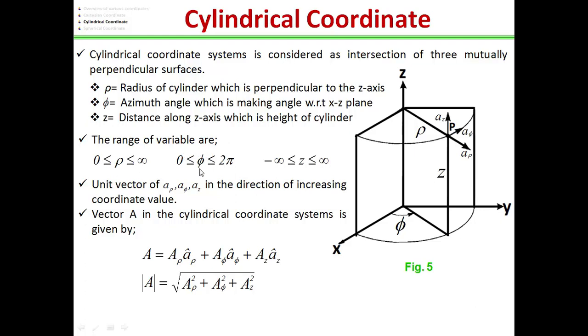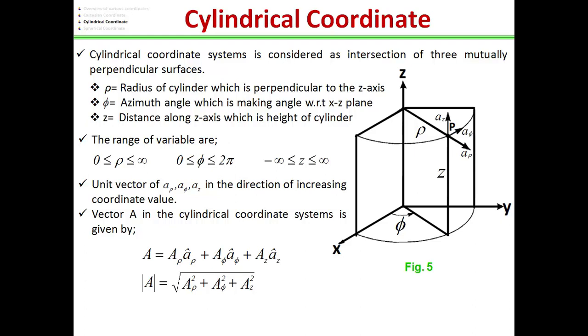And phi can be varied from 0 to 2 pi. That means the complete rotation of phi will provide the circle, and corresponding to that it has the 2 pi value. So the minimum value of phi will be 0 and the maximum value of phi will be 2 pi. Whereas the height of the cylinder can be from minus infinity to plus infinity. The height of the cylinder can be in the positive or negative direction.